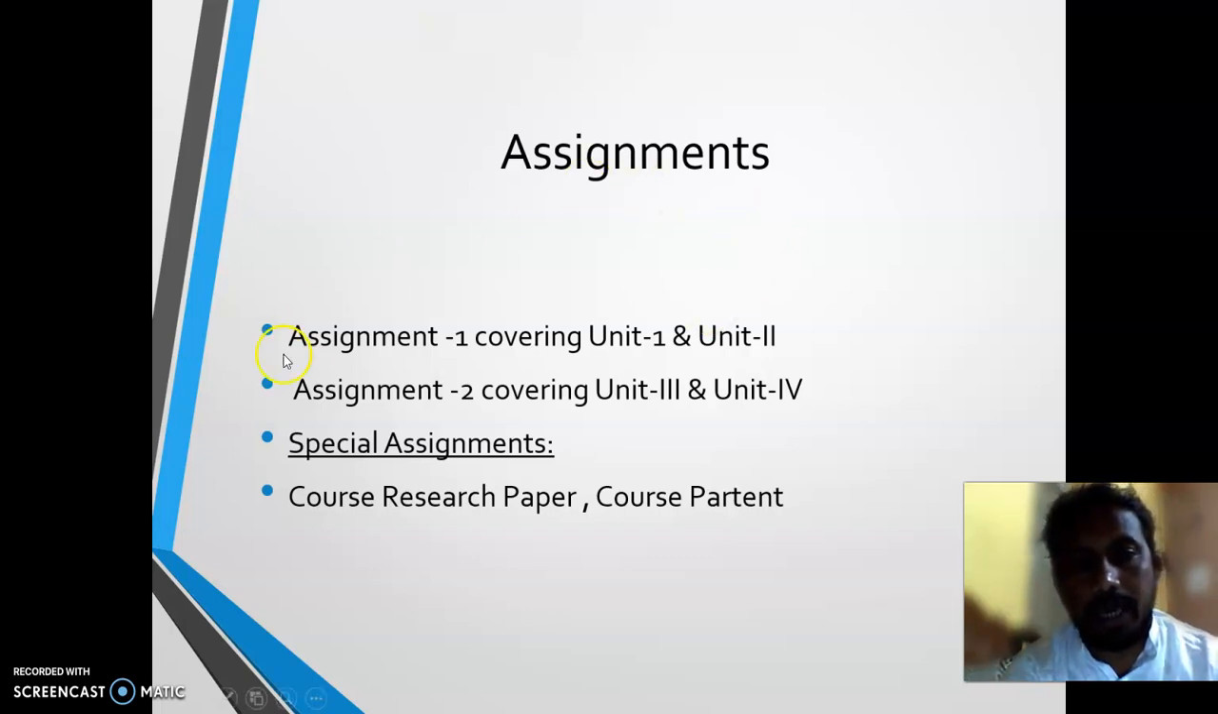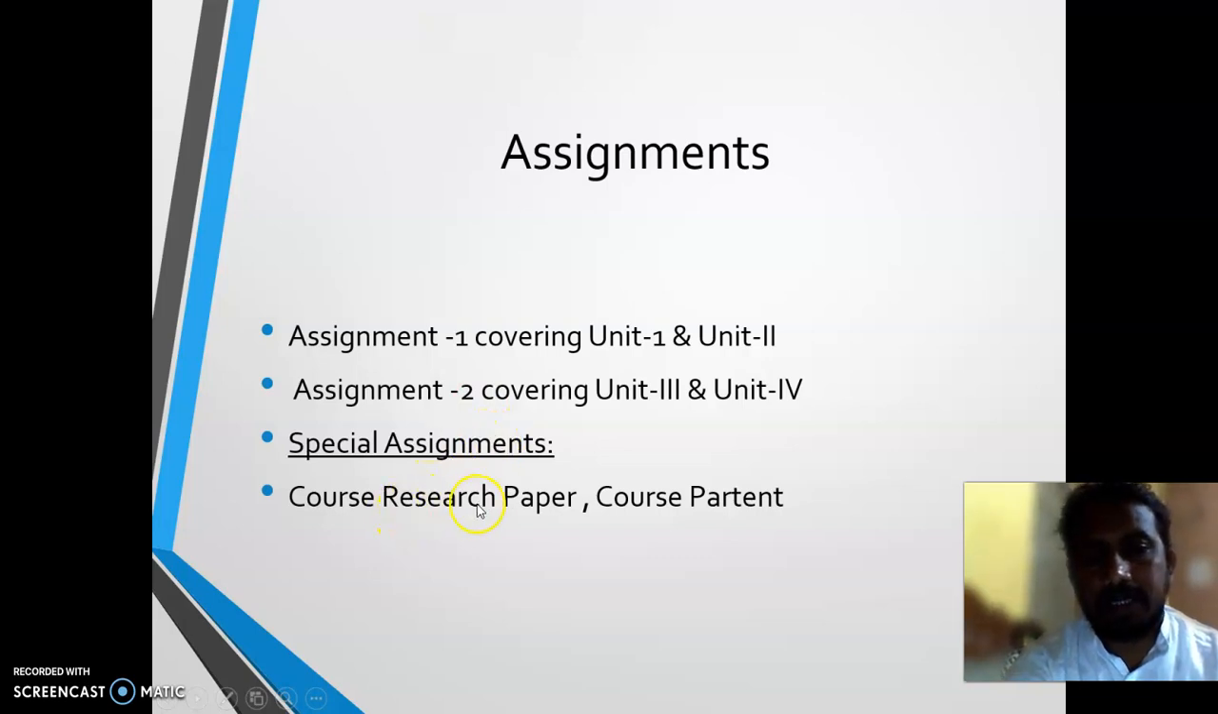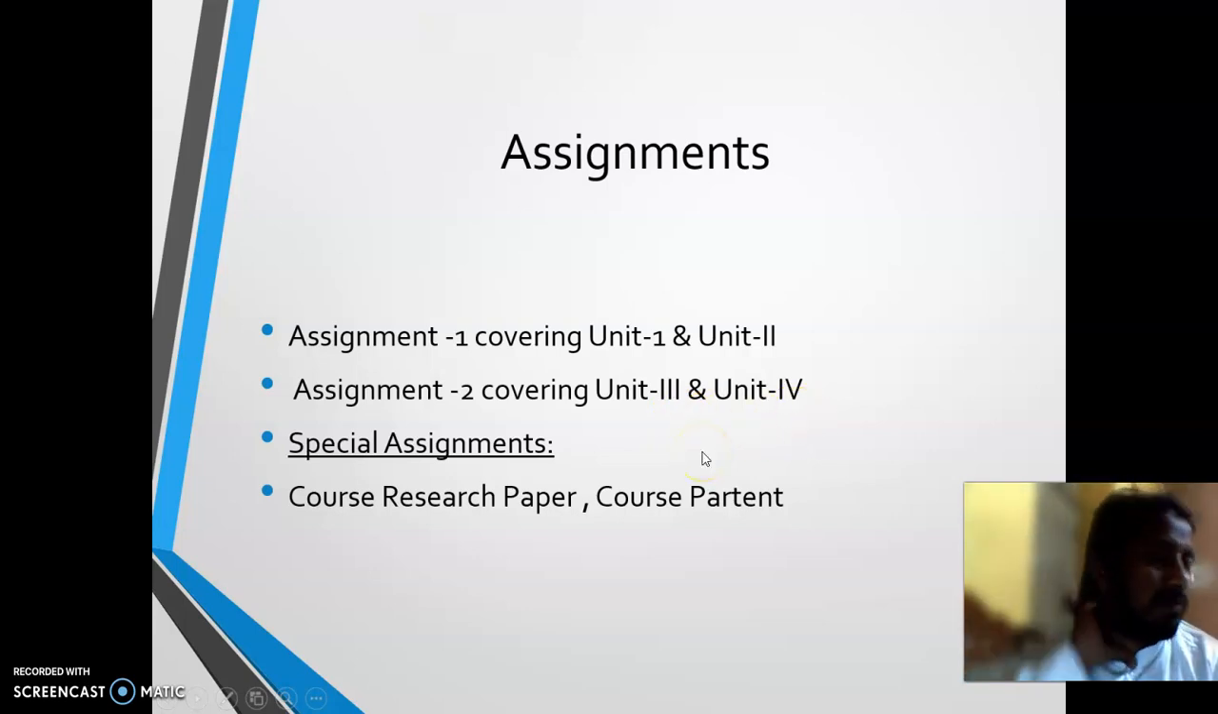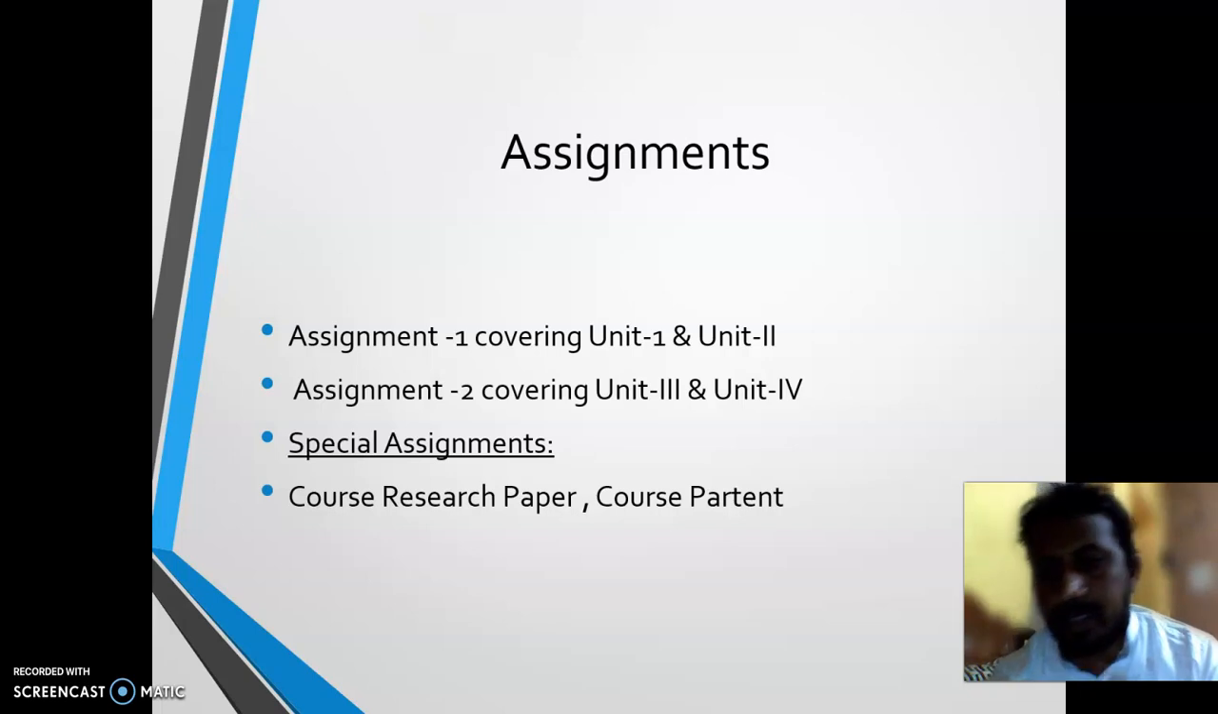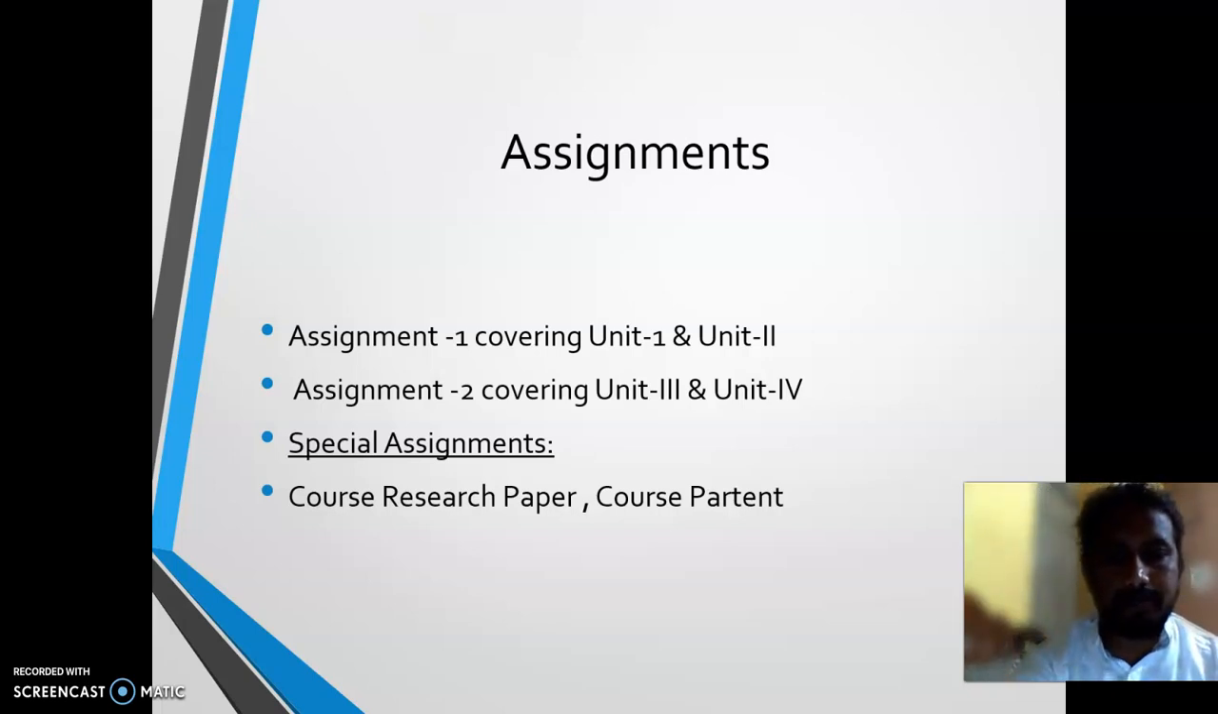Next, you would have two assignments, assignment 1 and assignment 2, and special assignments, which are nothing but the course research paper and course patent assignments. Assignment 1 would cover units 1 and 2. Assignment 2 would cover units 3 and 4. Assignment 1 has to be submitted before your first mid, and you need to submit the second assignment before your second mid. Similarly, the course patent should be submitted before your first mid, and the course research paper before your second mid examination.